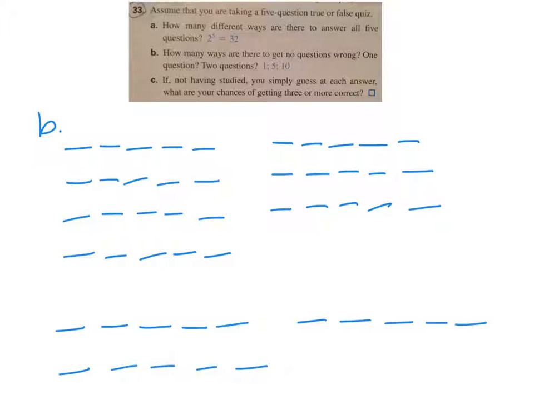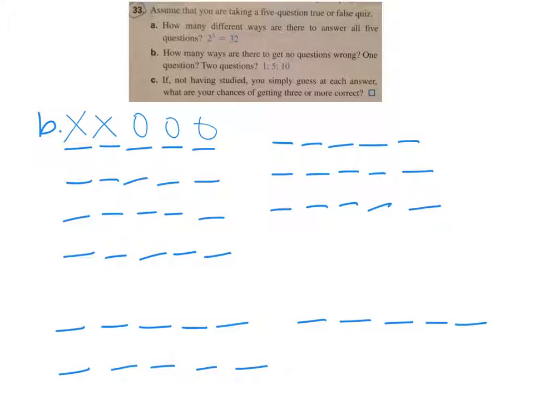So the difficult part is how many ways are there to get 2 questions wrong, because now it's not a matter of just shifting them left and right, it's shifting and mixing them up. So let me give you one possible way you can be systematic about counting up all these options. We're going to start out by assuming you get the first question wrong and the second question wrong, and all the others right. So that's one way you can get 2 questions wrong.